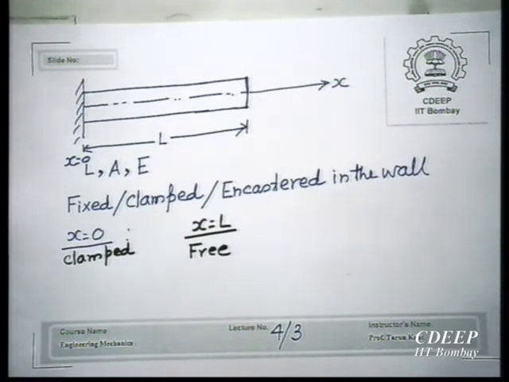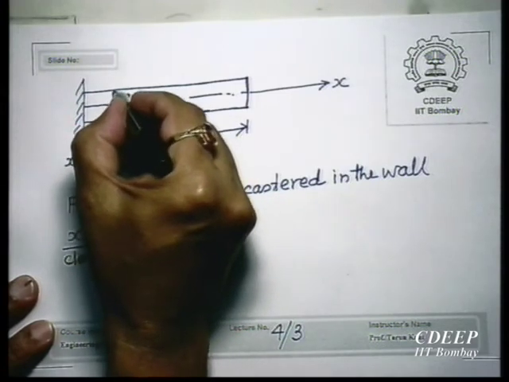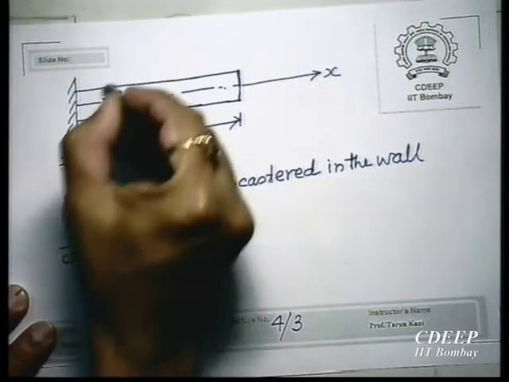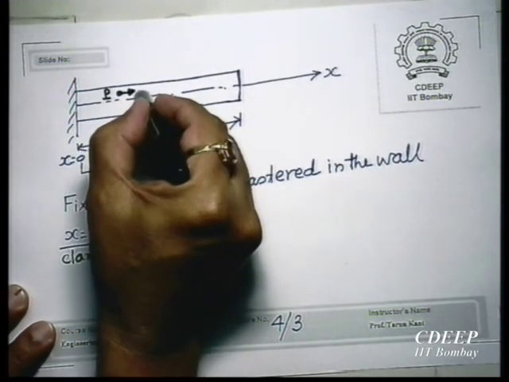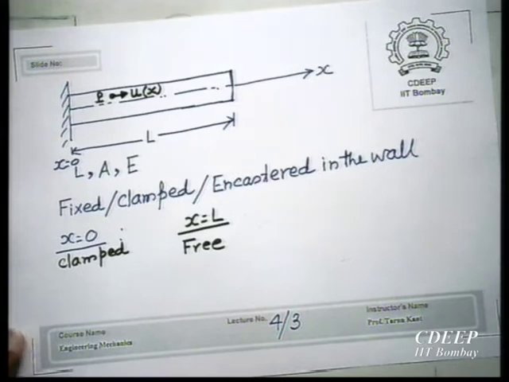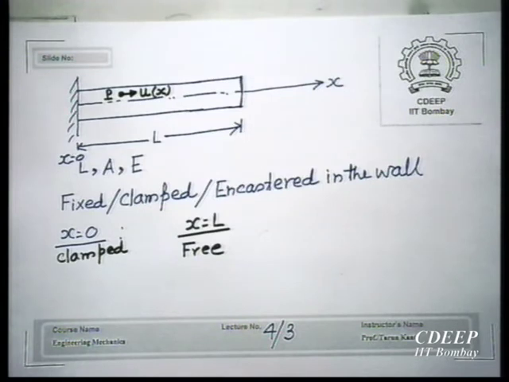What is the meaning of free and clamp? Both these we will try to understand. So, here let us say that there is a particle P inside the body, I mean this rod. That particle has a displacement along the axis which is u. So, u is a function of x. u is the displacement along the x axis, okay, of any particle P.